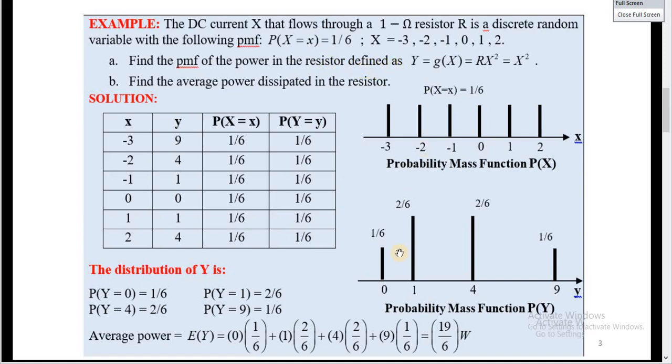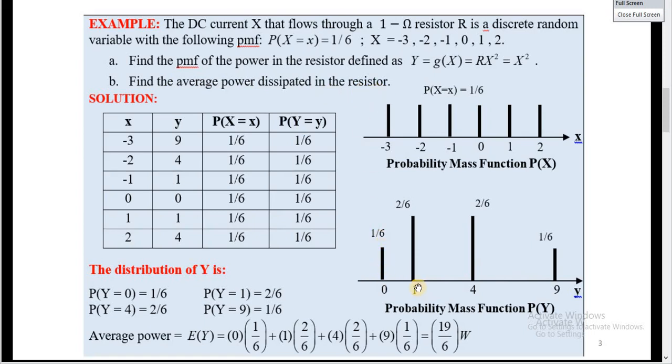So the answer to the first part, find the probability mass function of the power in the resistor, is this probability mass function. We have values of power 0, 1 watt, 4 watts, 9 watts, and the probability of 0 is 1 over 6, the probability of 1 is 2 over 6, of 4 is 2 over 6, and of 9 is 1 over 6. So we have 4 values for the random variable y, and these are the probabilities associated with the values of x.